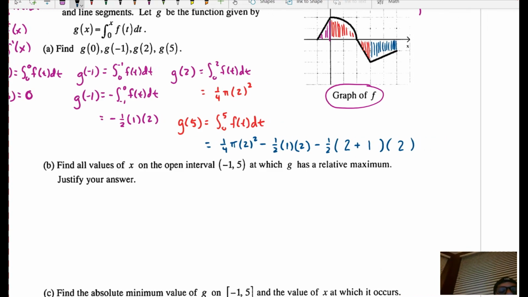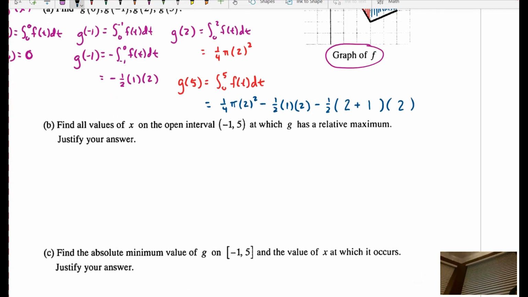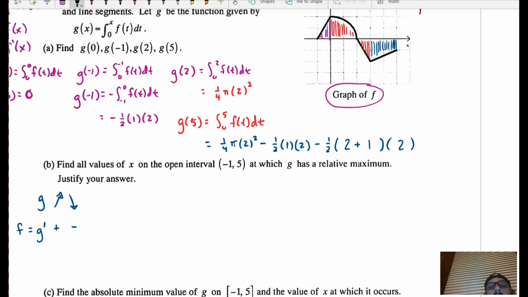The next part says find all values of x on the open interval at which g has a relative max. A relative max for g is where g is increasing then decreasing, which means g prime would be positive and then negative. G prime, which is f. And we know that based on the relationship that we set up at the beginning of this problem. So we're looking for f to change from positive to negative, and that happens right here at x equals 2.